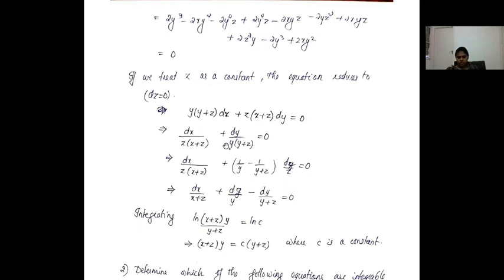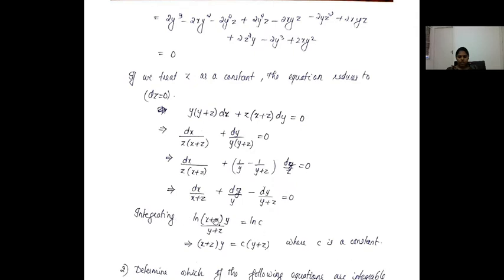So I can write it as dx by z into (x plus z). So using partial fraction, you can write it as 1 by y minus 1 by (y plus z) into dy, by 1 by z. Now 1 by z is common in both the terms, so it's a constant, so that will go off. So you will get dx by (x plus z) plus dy by y minus dy by (y plus z) equal to 0. Now here together with dx you have only a function of x. Similarly dy is a function of y. Here also a function of y. z is considered as a constant.